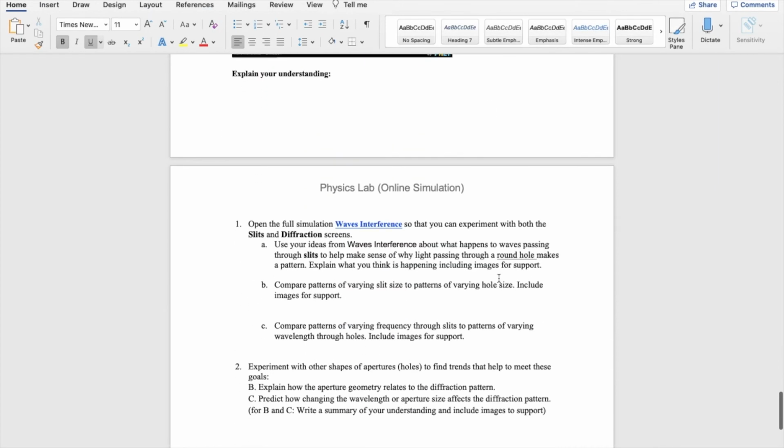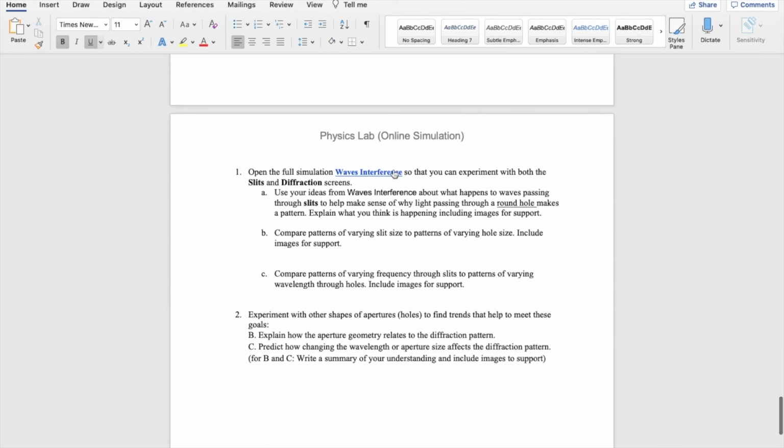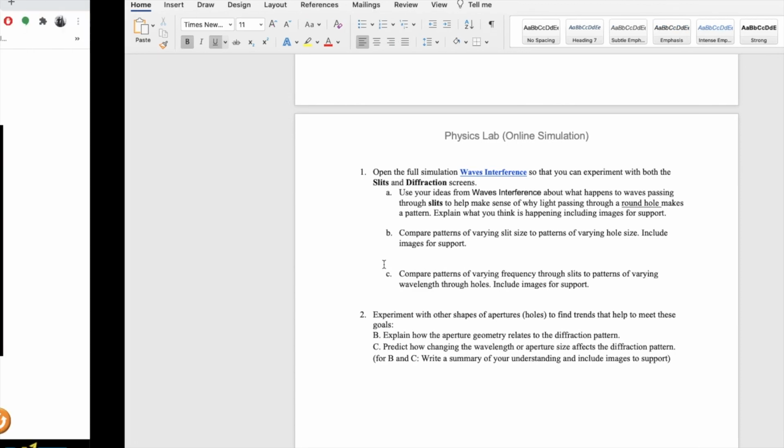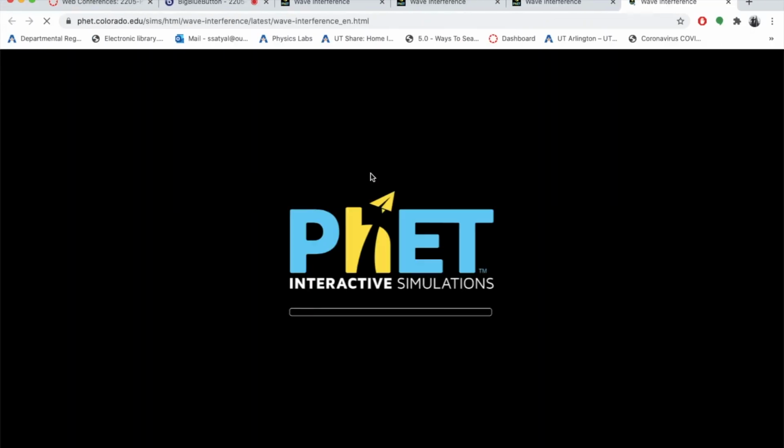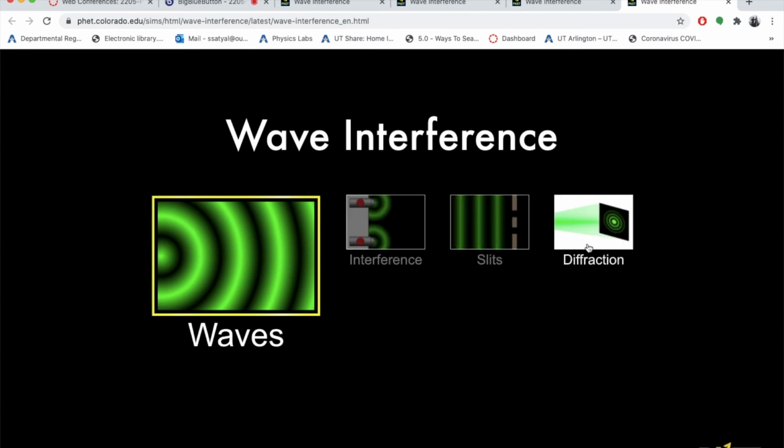And the other questions here, your wave interference, with both the slit and diffraction. Use your ideas from wave interference about what happens to the wave passing through slits, through a round hole. Make a pattern, explain what you think is happening, including images to support. Compare the pattern of various slit sizes to the pattern of varying hole sizes, including images to support. Here you can go to the simulation side with different options.